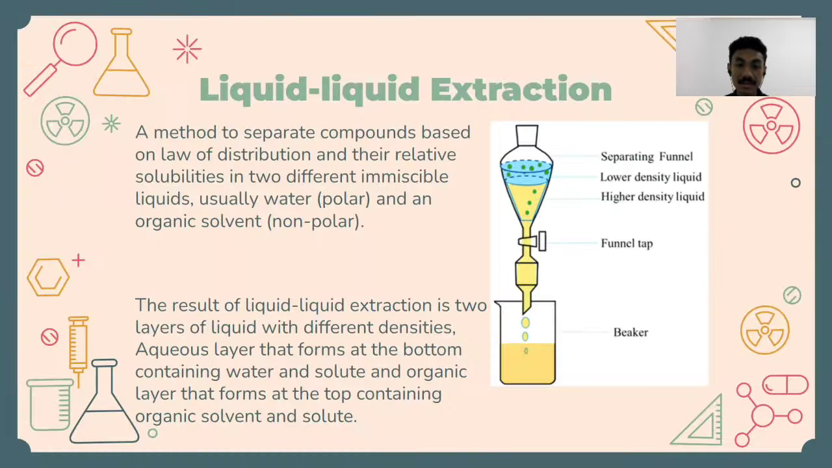The next theory that supports this experiment is liquid-liquid extraction, which we perform to separate an acetic acid water solution and an acetic acid ether solution. This method follows the law of distribution, and the result of this extraction is two layers of liquid with different density: the top layer with lower density and the bottom layer with higher density. In this experiment, the aqueous layer forms at the bottom containing water and solute, and the organic layer forms at the top containing organic solvent and solute.